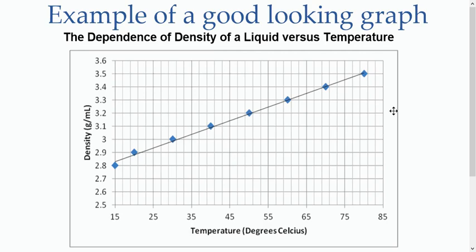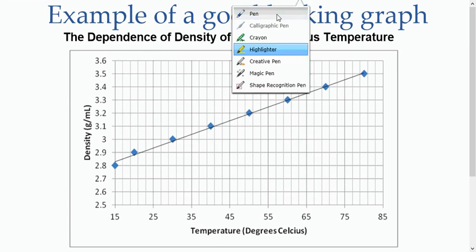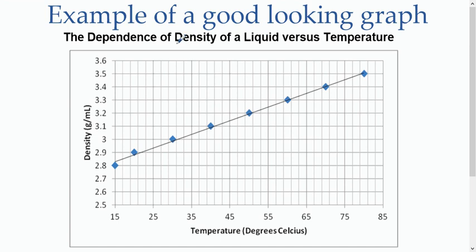So I want to make sure I give you examples of graphs that would meet all the qualifications that I'm giving you. So here is an example of what I would consider a graph that meets all of the requirements that I've outlined. It has the title, the dependence of density of a liquid versus temperature. So this tells us that density should be the y-axis, and it is, versus temperature should be our x-axis, which it is. They also have units. Density is in grams per milliliter, and temperature is in degrees Celsius.